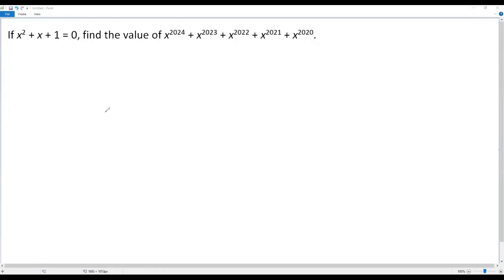Here we have an Olympiad math problem. There is an equation over here, that is x² + x + 1 = 0. Using this equation, we have to evaluate the value of this expression over here.